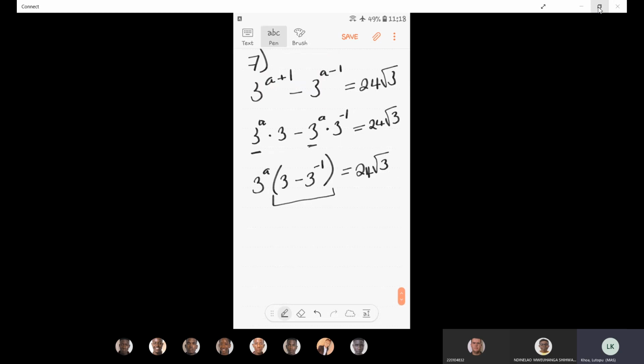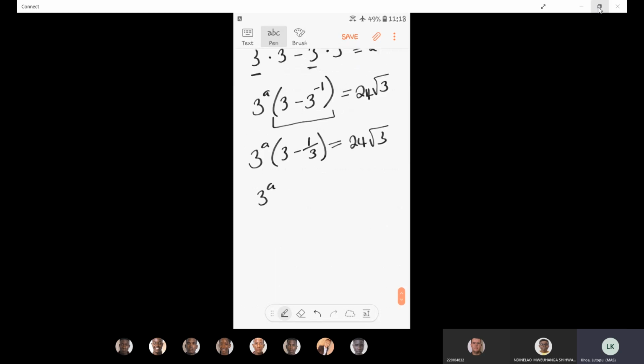This that you have inside the brackets, you can work it out. 3 minus 3 to the power of minus 1. 3 to the power of minus 1 is just 1 over 3. So I have this 3 to the power of a, and then I have 3 minus 1 over 3. This is 24 square root of 3. So 3 to the power of a, and here what am I left with? I'm left with 8 over 3, because 3 is the same as 9 over 3. Then when I subtract 1 over 3, I'm left with 8 over 3. And this is equal to 24 square root of 3.